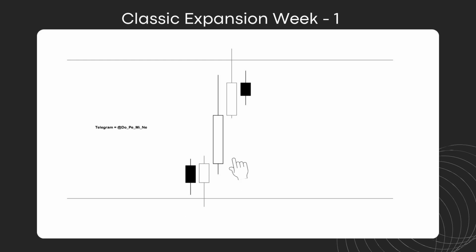And then Wednesday and Thursday candles expand higher. And then you can see that the Thursday candle reaches the higher time frame key level, which leads to the Friday candle being a ranging candle and a retracement lower.